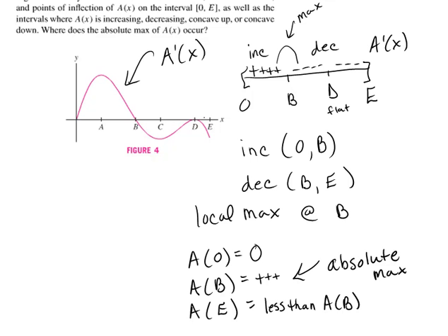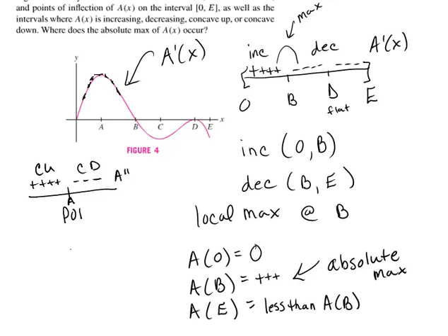Now to determine concavity, you're going to want to look at the mins and maxes of the derivative, which is the graph that you're looking at right here. Notice the derivative is changing from increasing, and then it starts to decrease. So if your derivative changes from increasing to decreasing, then your second derivative must change from positive to negative, meaning that your original function is concave up and then concave down, and you have a point of inflection at a.